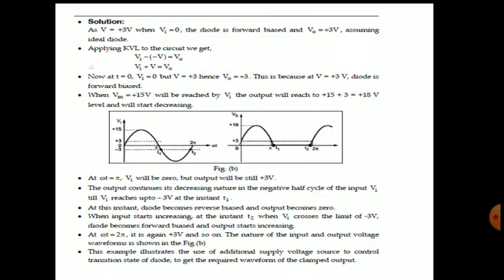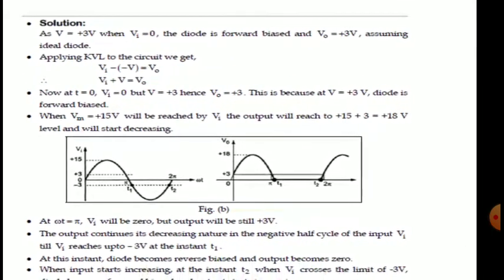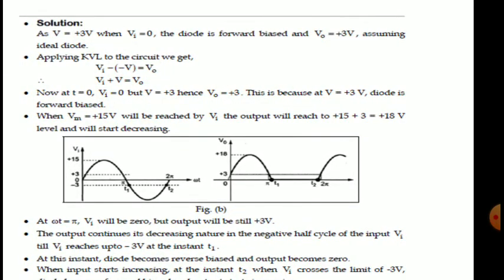As the voltage is plus 3 when V input is equal to 0, the diode is forward biased and V output is equal to plus 3 volts, assuming an ideal diode.